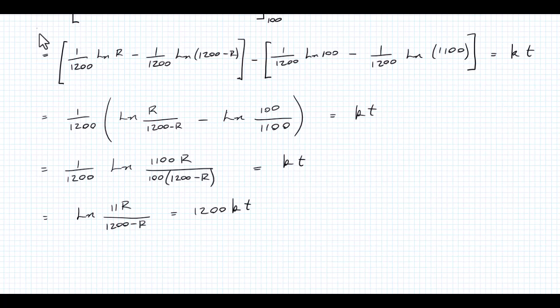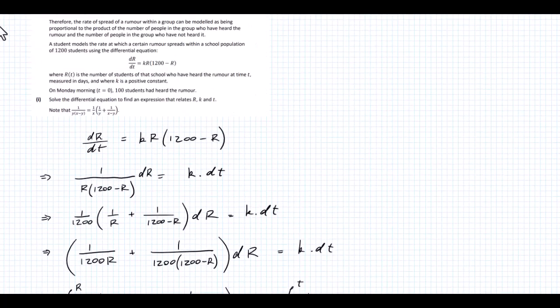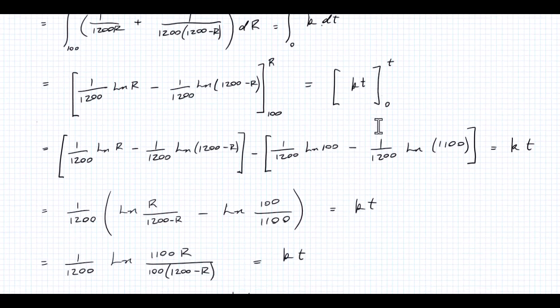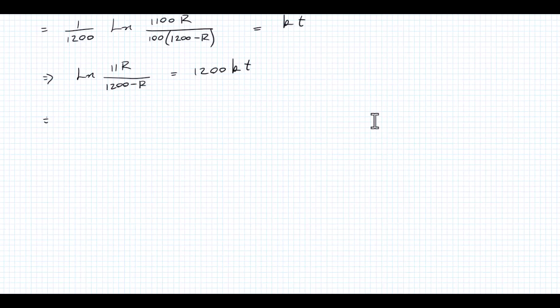I mean, we can keep going, but really the question asked us to solve the differential equation to find an expression that relates R, k and t. I mean, we could keep going and write e to the power of 1200 kt is equal to 11R over 1200 minus R. Then let's see, what could we do? We could divide the top and the bottom by R, and so on and just reduce it down to 1 over R and get R in terms of kt. But maybe we'll just stop there. I mean, we can keep going forever here really. So that's it for this part of the question.